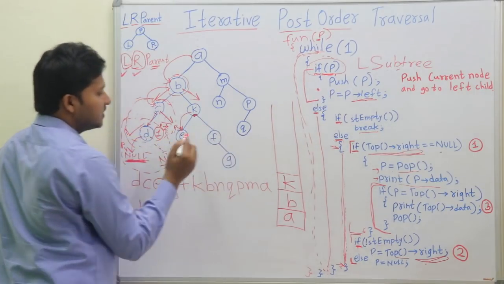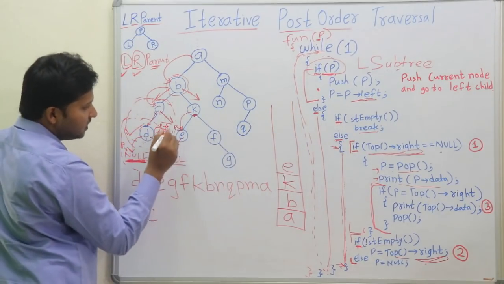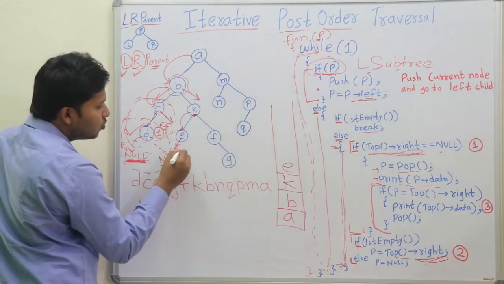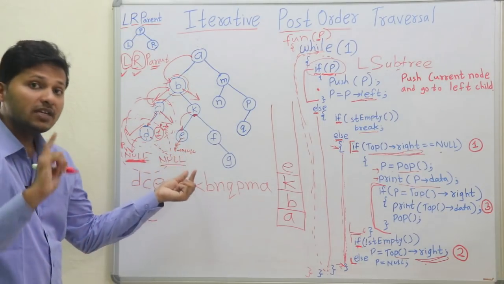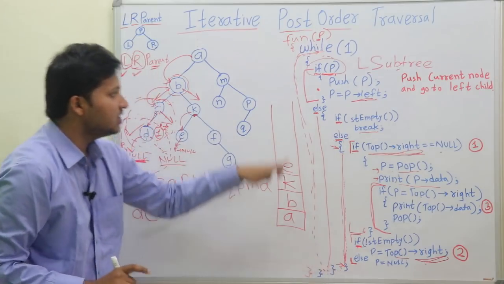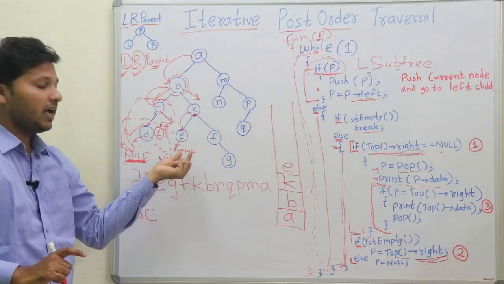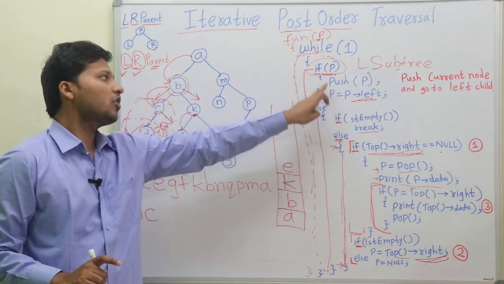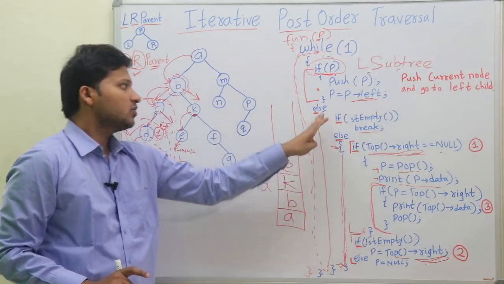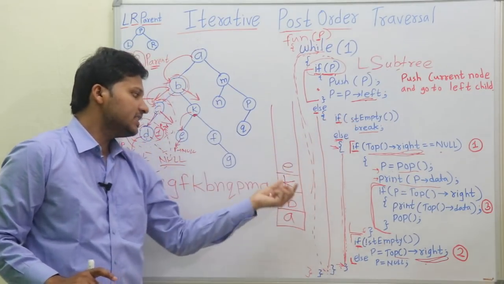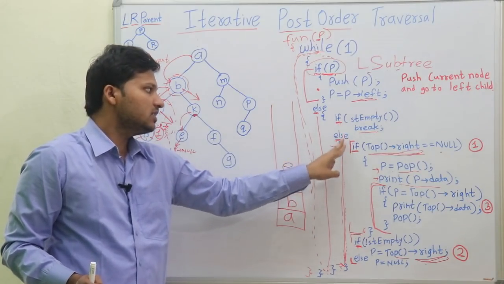If P is satisfied, so push E and go to the left child of E. So now P points to null. Now the left subtree for E does not exist. So in the next iteration of while, check if P, and P is null. So this if block will not be executed and we will go inside this else. Inside this else, check whether stack is empty. No, it is not empty. Now go in else for this if.